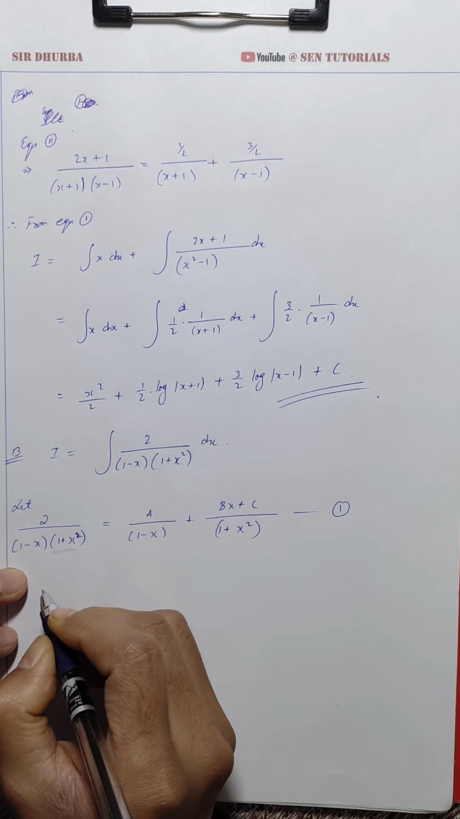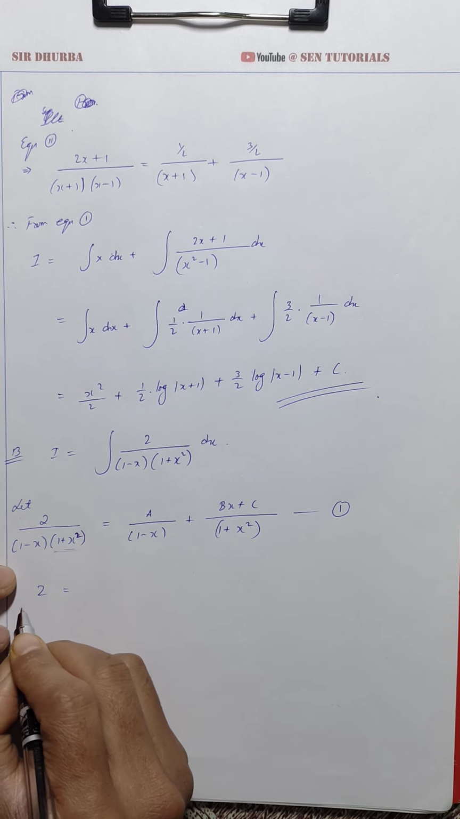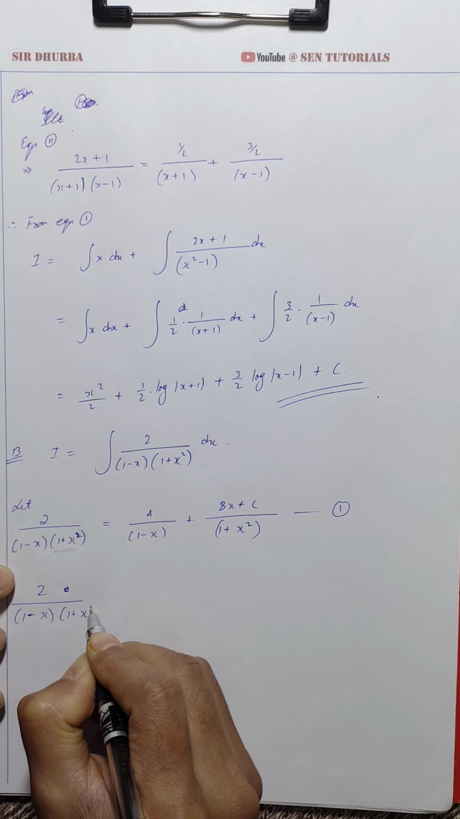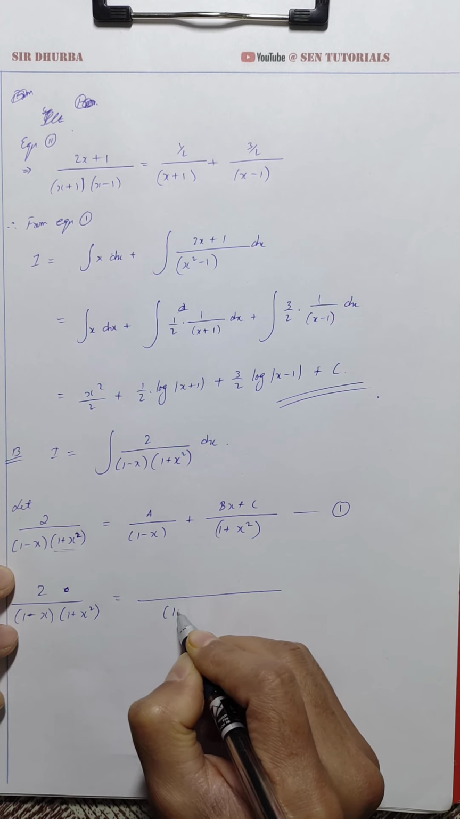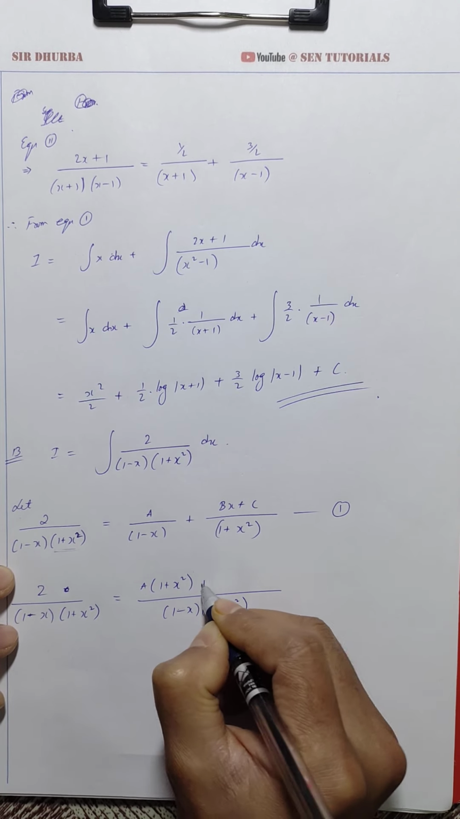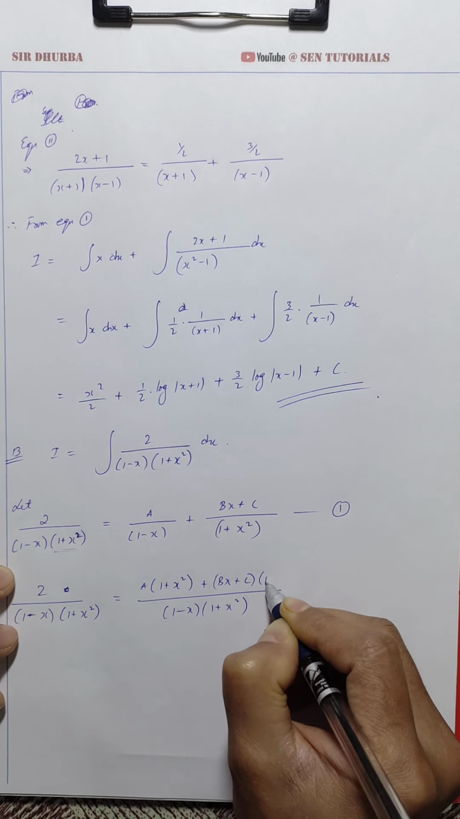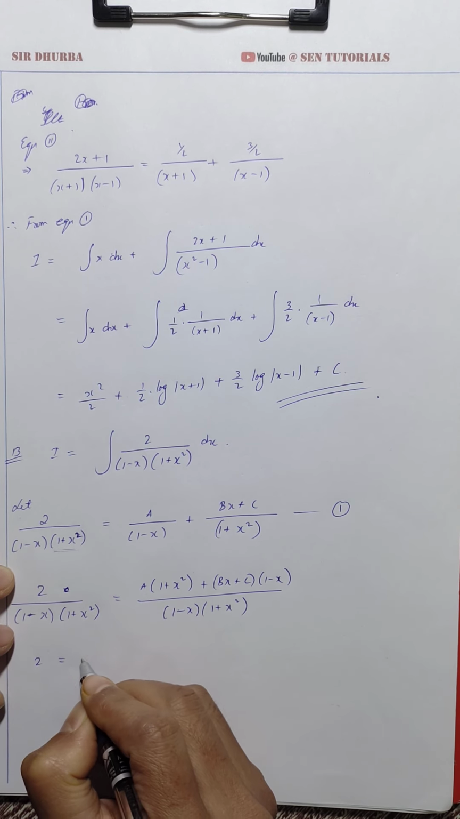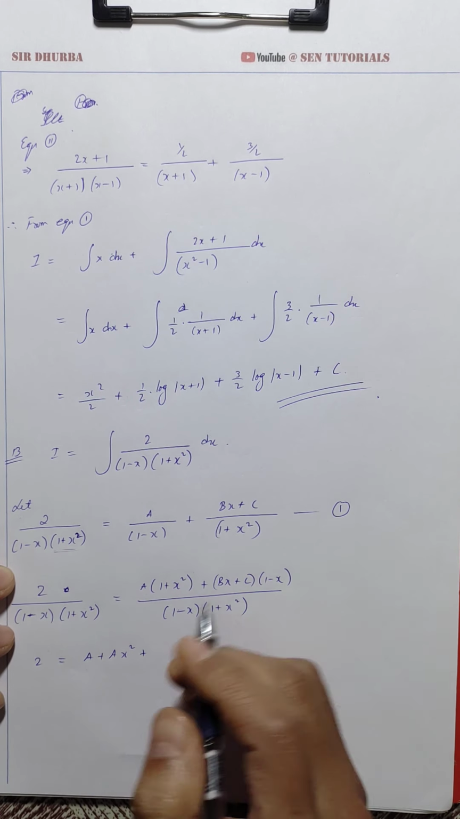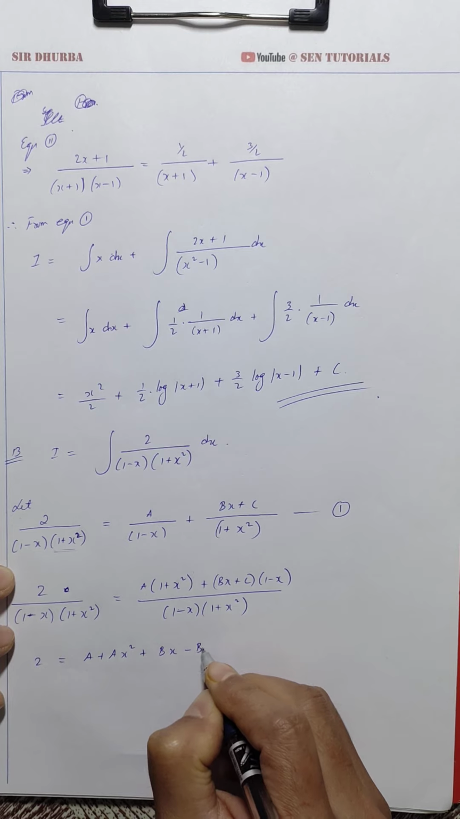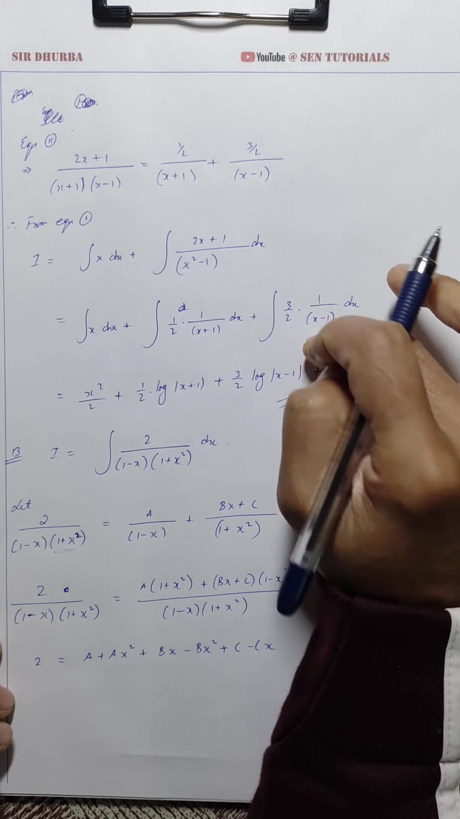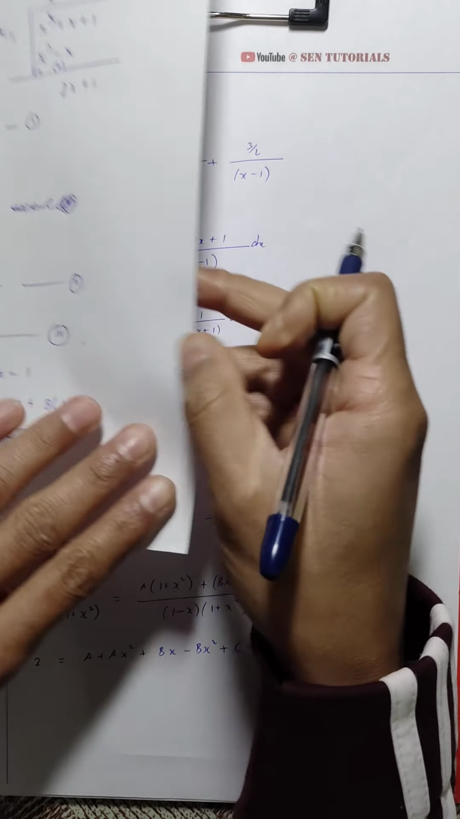So now our job is to simplify this. It's also quite simple. If you want to take the LCM, so as not to get confused: 2 upon 1 minus x into 1 plus x square equals, with LCM 1 minus x into 1 plus x square, a into 1 plus x square plus bx plus c into 1 minus x. So this one is better to simplify, not like that previous term, because here we have same terms where we just cannot simplify completely. So a plus a x square minus bx square plus c minus cx.